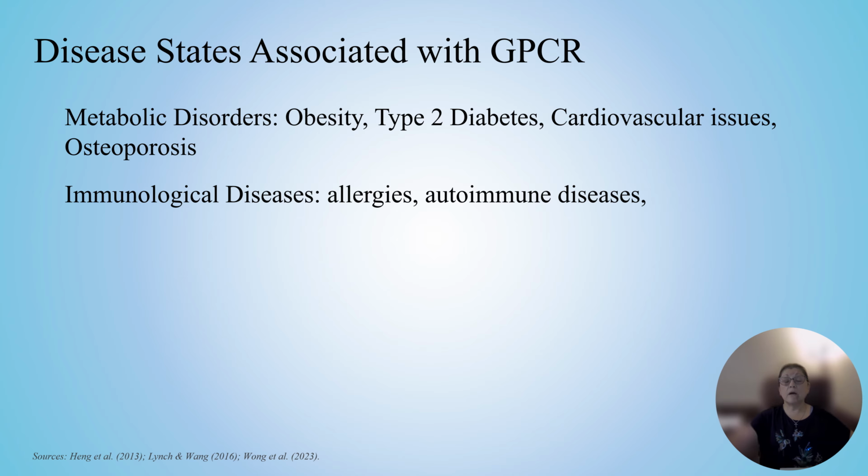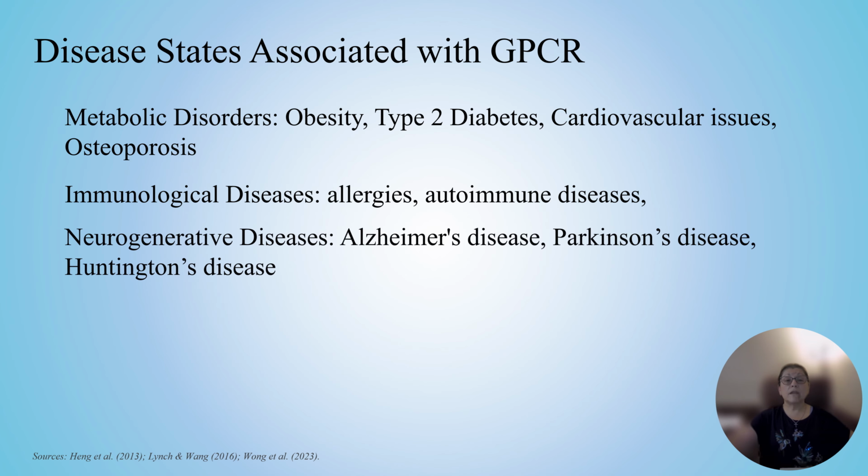And one of the pathways it attacks is the actual histamine. The next one is the neurodegenerative diseases, such as Alzheimer's disease, Parkinson's disease, Huntington's disease. And the pathway that it disrupts here will be like the serotonin, dopamine, and glutamate.